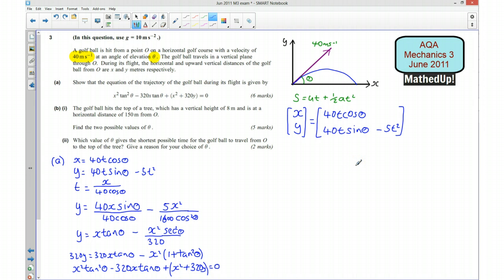We're now going to have a look at part B. So, let's draw a line here.